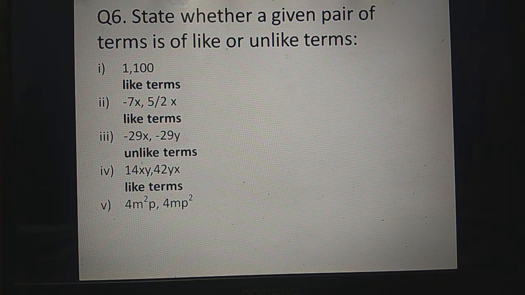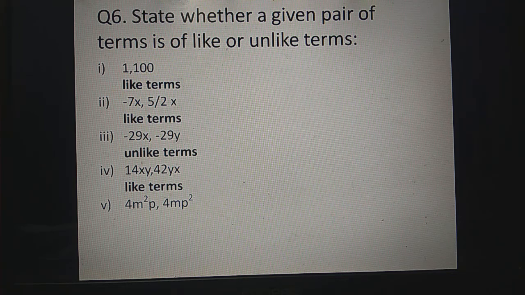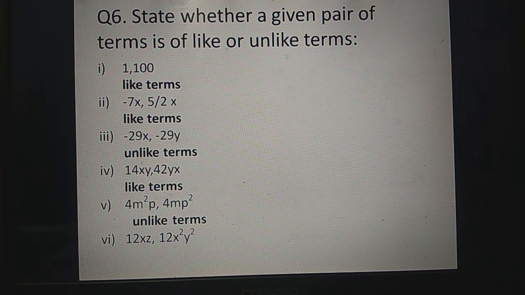In next one, the numerical coefficient is same. First term is having 2m and 1p. Second term is having 1m and 2p. Variables are not same. Yes, the first one there are 2m, the second one there is only 1m. In the first one there is 1p and the second one there are 2p. So they are not same. So we will term it as unlike terms. In the next one, again numerical coefficients are same, but first term is having 1x, 1z. Second is having 2x, 2y. Variable list is not same, so unlike terms.